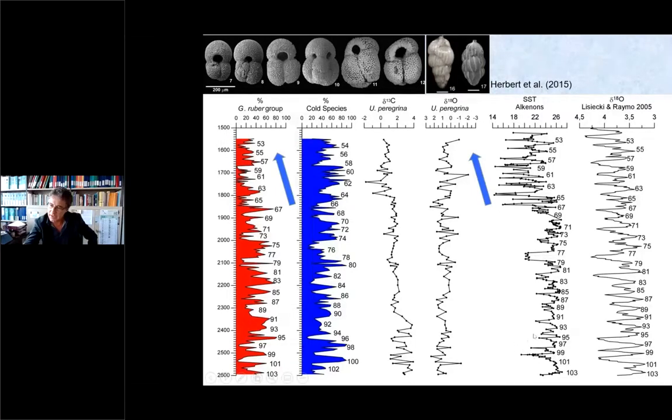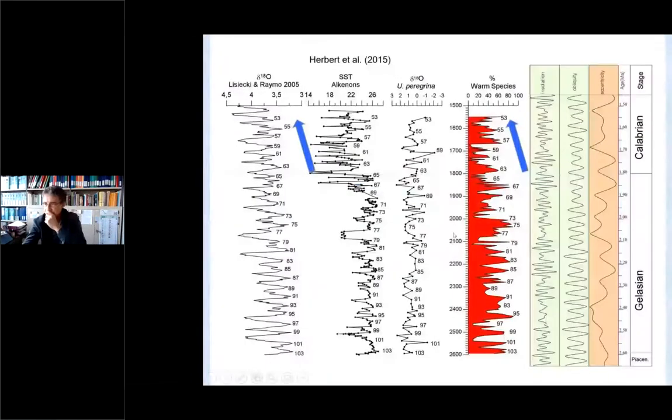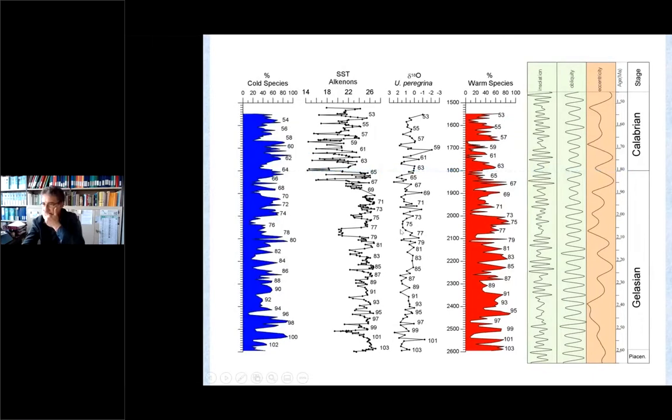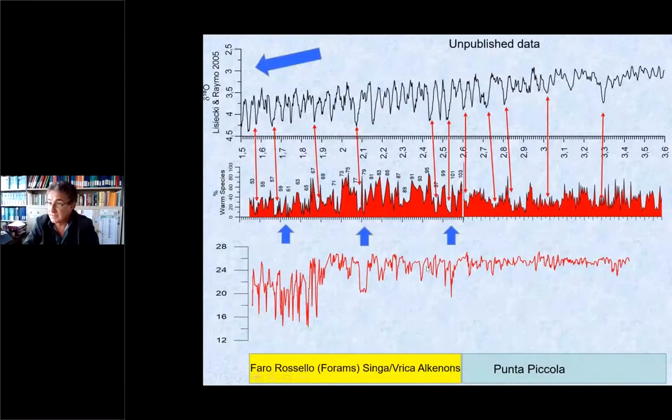If you look at MIS 96, we don't have strong changes in paleotemperatures as between 1.9 and 1.5. So this corresponds to the worsening of climatic conditions. This is the same thing with the delta oxygen-18 and SST, compared with the delta oxygen-18 proposed by Lisiecki and Raymo in the Atlantic Ocean. Okay, with the cold species, the increase, the same thing. So these are unpublished data.